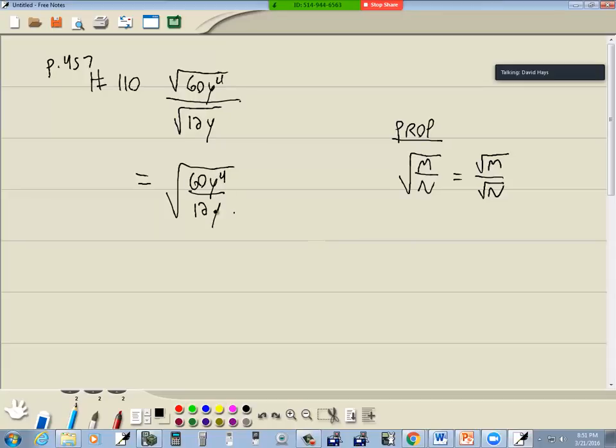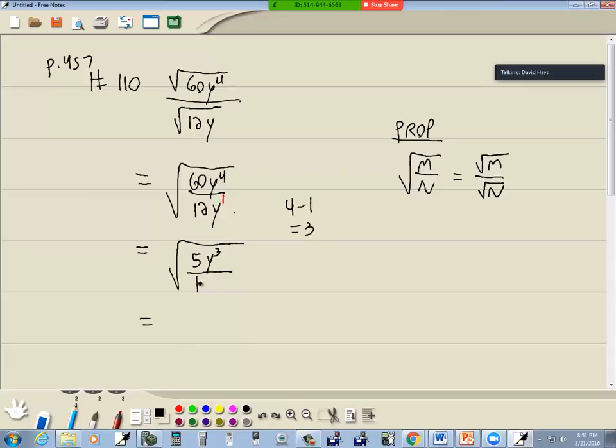Now the reason why I'm doing that is because it looks like when I did that, I could simplify these then. Now 60 and 12 are both divisible by 12. 60 divided by 12 is 5. 12 divided by 12 is 1. This one we have y to a power over y to a power. Remember, if you have that, you subtract the smaller exponent from the larger one. 4 minus 1 is 3. And we'll have y to the third where the larger exponent was, which was on top.